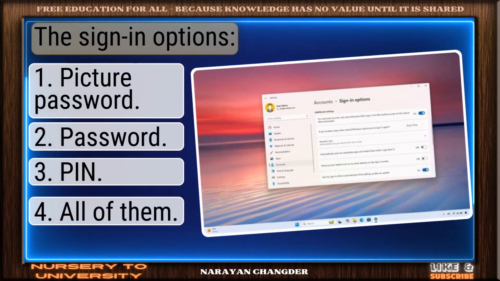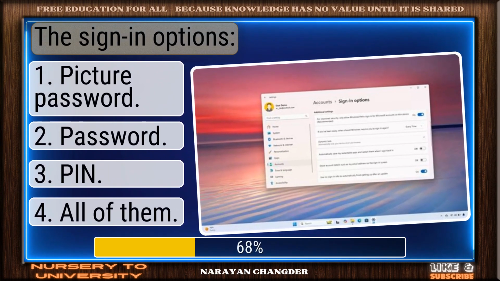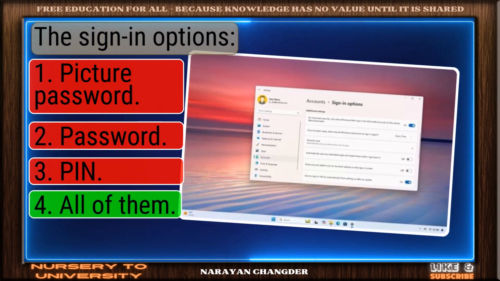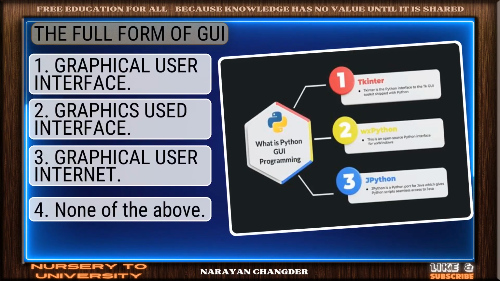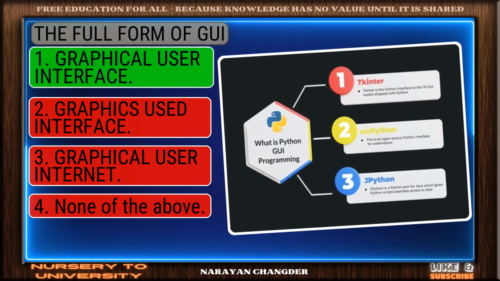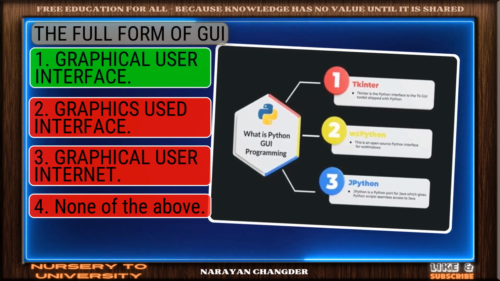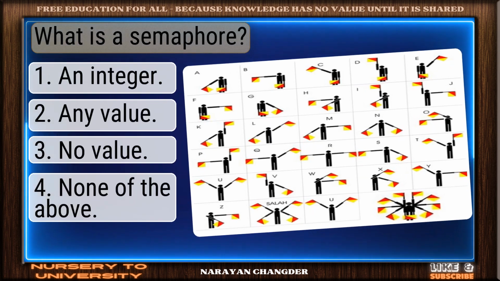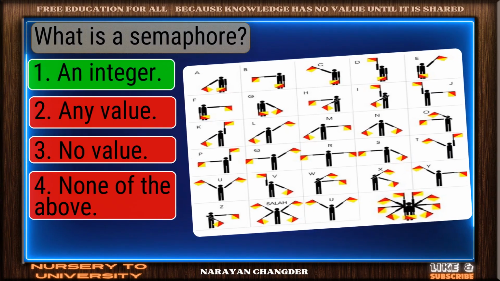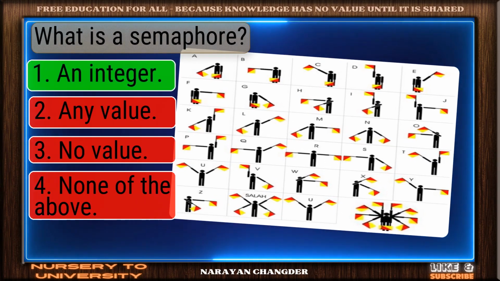The sign-in options. Excellent choice. All of them is the right answer. The full form of GUI. Well done. Graphical user interface is the right choice. What is a semaphore? Good job. Your answer, integer, works well here.